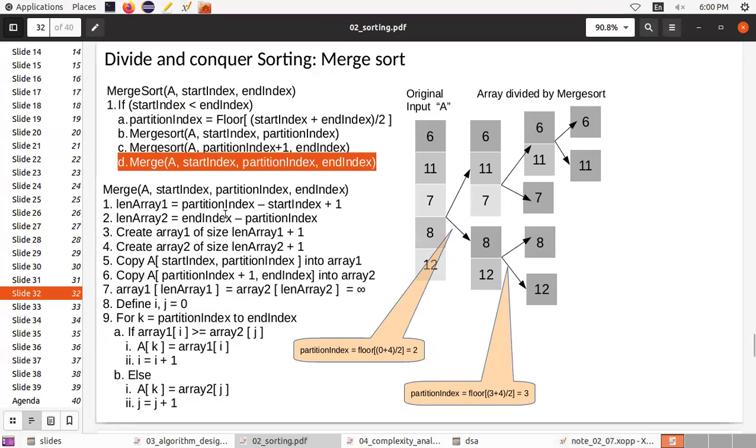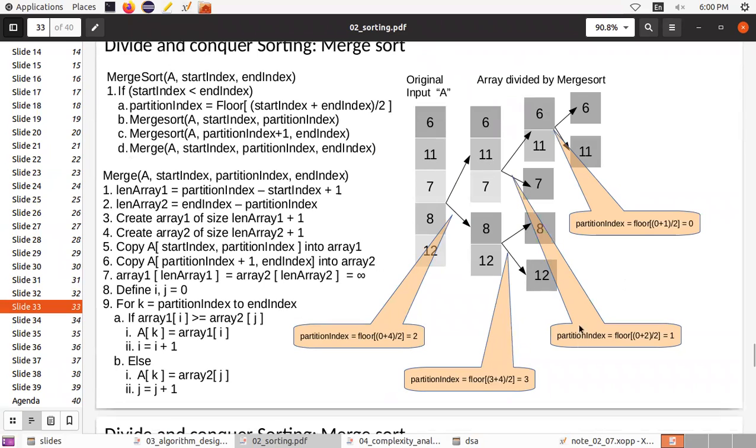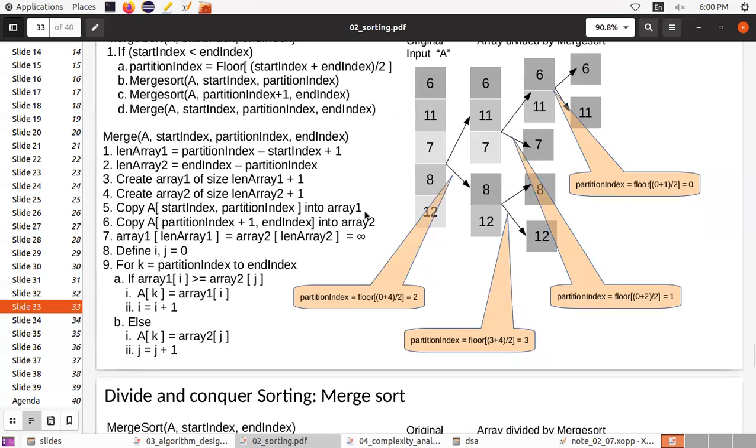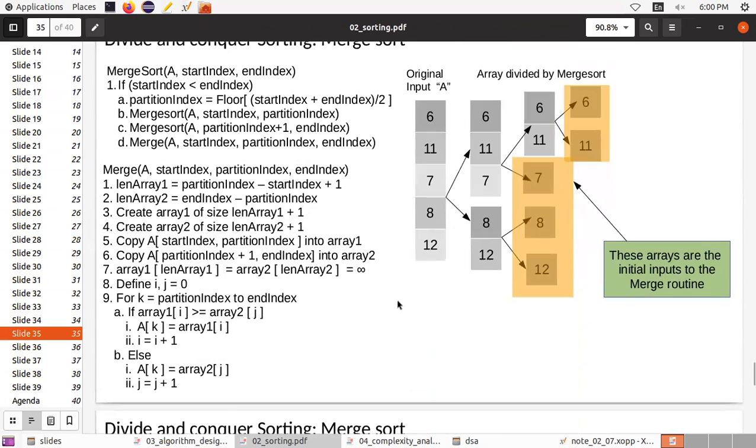Okay, so what is the merge function doing? Before we get into that, these are all the partition indexes which I've highlighted, and these are the arrays that have been obtained. Now what the merge function does is it starts merging the arrays one after the other. So the arrays that are merged are these ones, the last ones. 6 is merged with 11. 7 is merged with these two elements. 8 and 12 are merged. Then this array is merged with this array. Okay, and let's see how the merging happens. So these are the inputs. These arrays are the initial inputs to the merge routine.